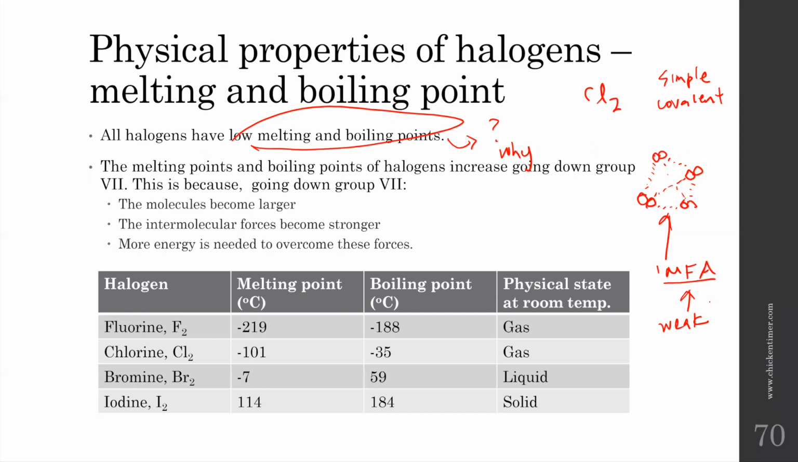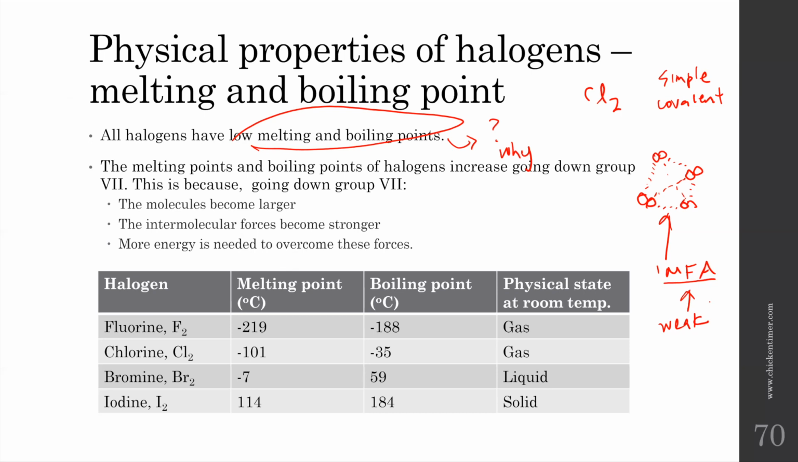You have to say simple covalent molecules. They have weak intermolecular forces of attraction in between molecules. Third, less energy or low amount of energy is required to overcome this weak intermolecular forces of attraction. Therefore, chlorine has a low melting and boiling point. That's why first line you say all halogens have low melting and boiling point.